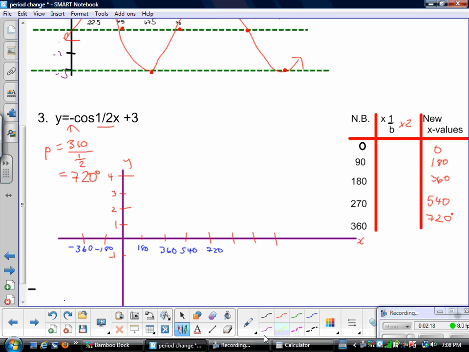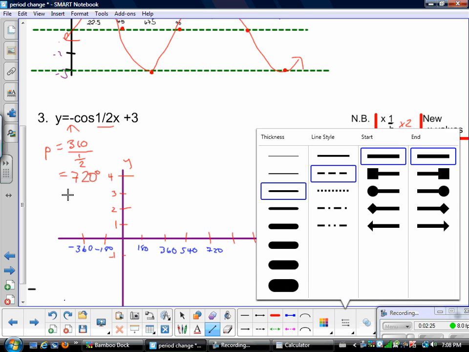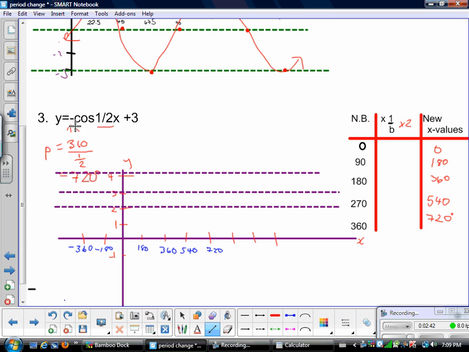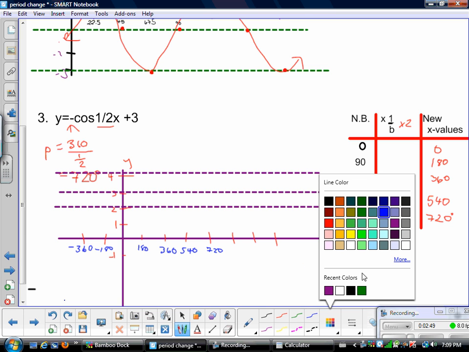Okay, now what I'm going to do is look at the displacement of +3, so we need a line at +3. So I'm going to put my dotted line there. And my amplitude is 1. So I go up 1, so at 4 and at 2. And the cosine normally starts at the top and works down. Because it's negative, it's going to start at the bottom and work up. So I'm going to do that in red again. So it's going to start at the bottom.